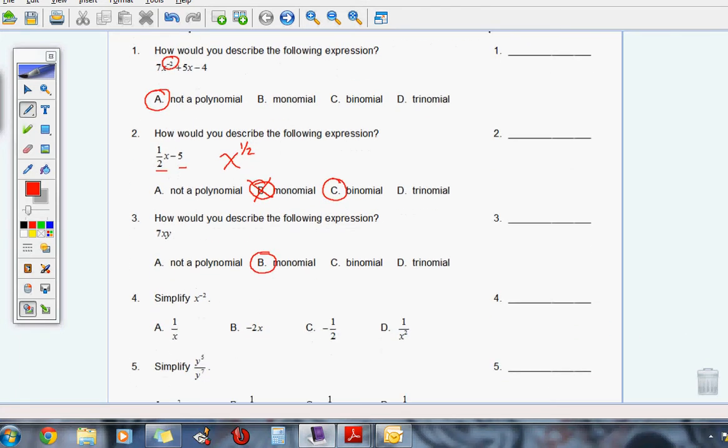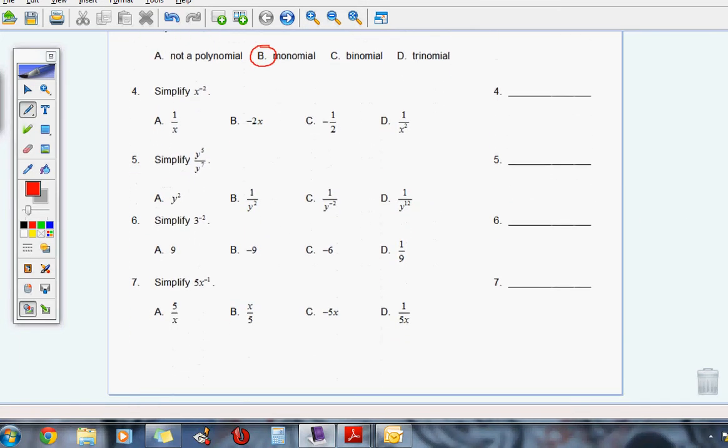Okay, moving along to the rest of this quiz, starting with number 4, I'm giving you some simple simplifications here. If you ever have a base to a negative power, it's got to go down to the basement. And if there's nothing left on top, we have to put a 1. So 1 over x to the positive second power. And if we look, that's choice D for number 4.